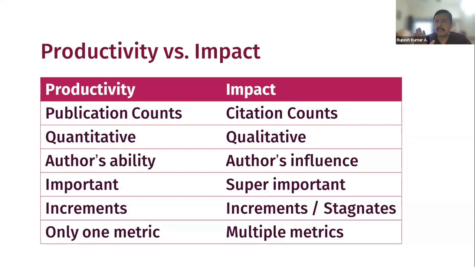But increase is not guaranteed for impact. Even though the author is publishing more number of papers, more number of articles, the impact is not guaranteed. That means it's not sure that the author will get citation for each of the publications. And there's only one metric to measure the productivity, that is the number of publications. Whereas to measure the impact of research, there are multiple metrics. We'll get to know in a while.